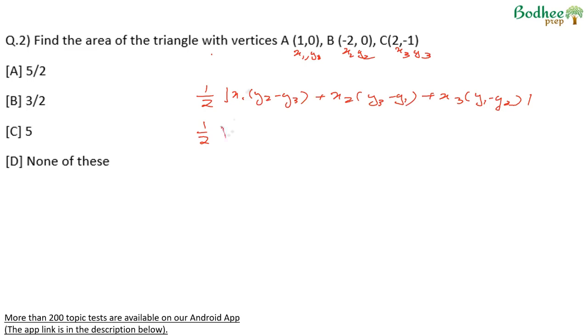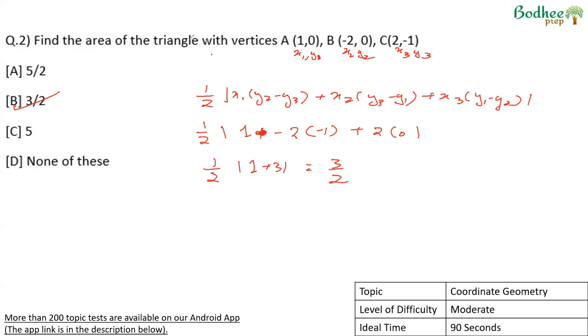So half, x1 is 1, y2 minus y3 will be 0 minus minus 1, which will become 1, plus x2 is minus 2, so I'm putting a minus here, minus 2, y3 minus y1, minus 1 minus 0, this will be minus 1, plus x3 is 2, y1 minus y2, this is 0 minus 0, and therefore we'll get half of 1 plus 2, which is nothing but 3 by 2 becomes my answer. Again, formula based easy question, not more than a minute and a half to solve.